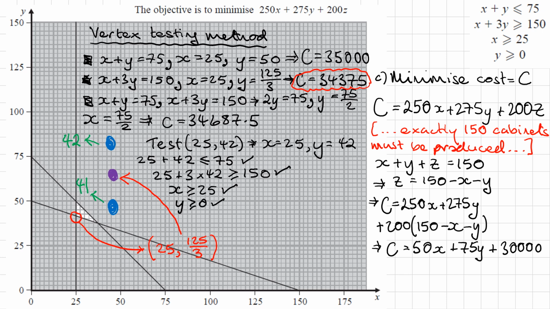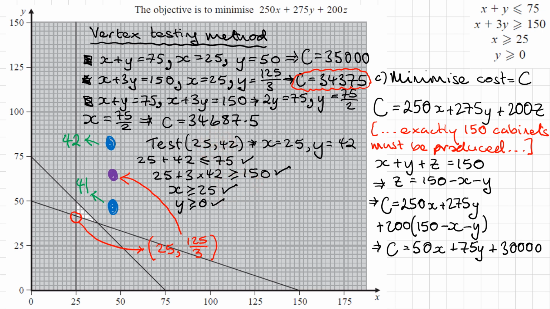Now if we did test this point here, 25, 41, we would find that it fails the second constraint, because 25 plus 3 times 41 is only 148, so that fails this constraint. So this is not going to give us a valid solution. So we've now got this point here. So we should always now interpret our answer in terms of the context of the question.